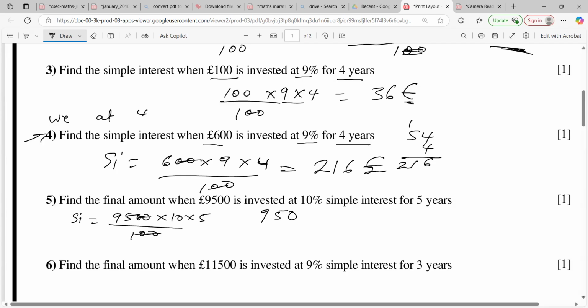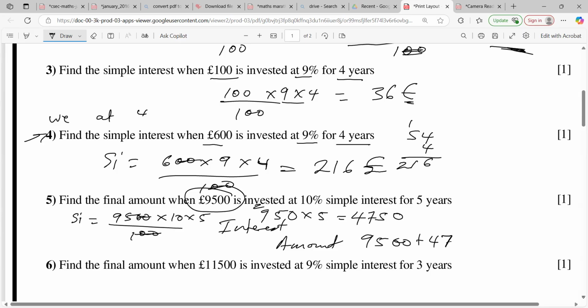We just add a 0, and then times 5. So 950 times 5 is 4,750. Because this is the interest, we talked about this last week, right? When you're finding the amount, you add that to the original. So this is 9,500 plus 4,750.